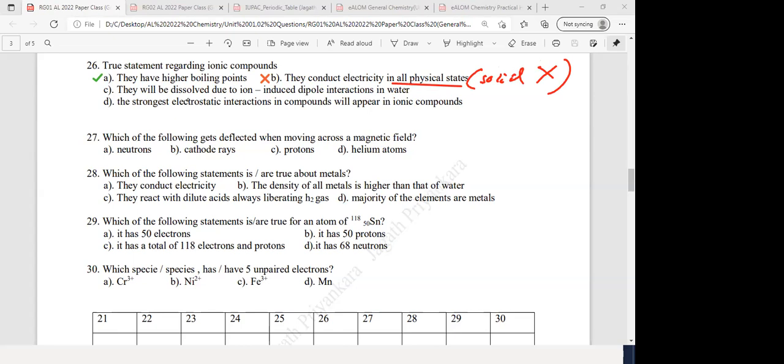they will be dissolved due to ion induced dipole interaction in water. Actually, I don't know how many of you have done this. Ion is Na+ or Cl-. No, that is wrong. It can't be induced dipole. This should be ion dipole. Please write that ionic compounds like NaCl dissolve in water because of ion dipole, not ion induced dipole. Because of the word induced, that's wrong. If they had given ion dipole, then it is correct.